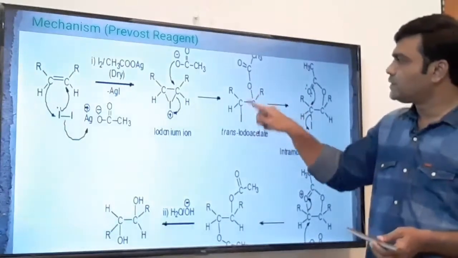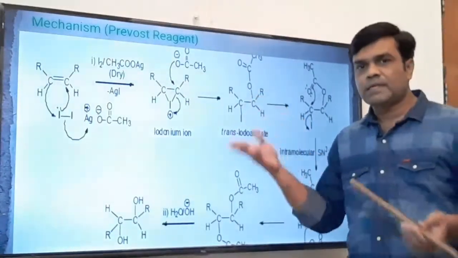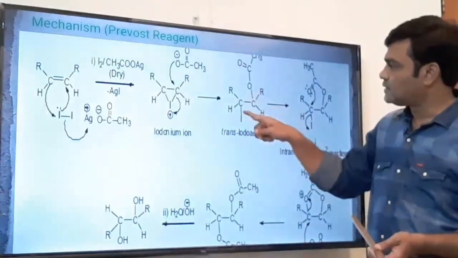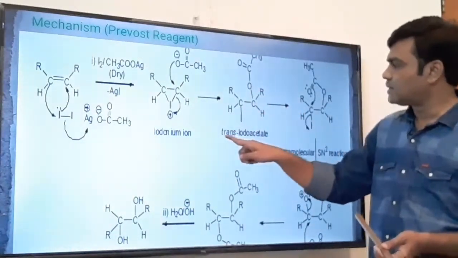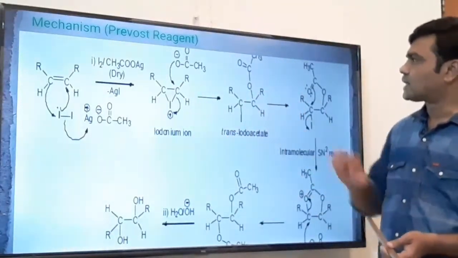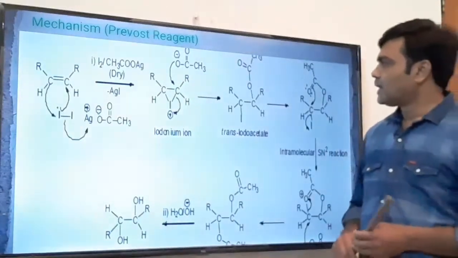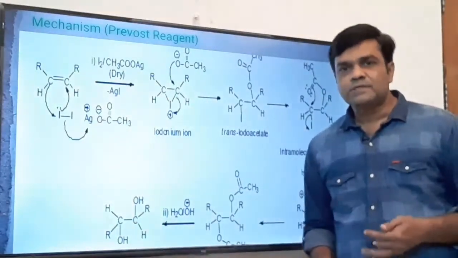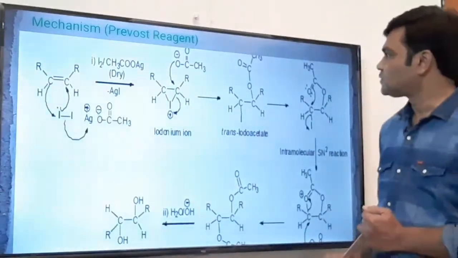And what is their stereochemistry? They are anti to each other, they are opposite to each other. That's why these are called trans. Therefore the word is used here, trans. It is a trans iodoacetate that is formed. Okay, trans iodoacetate looks stable, but it is not so stable.